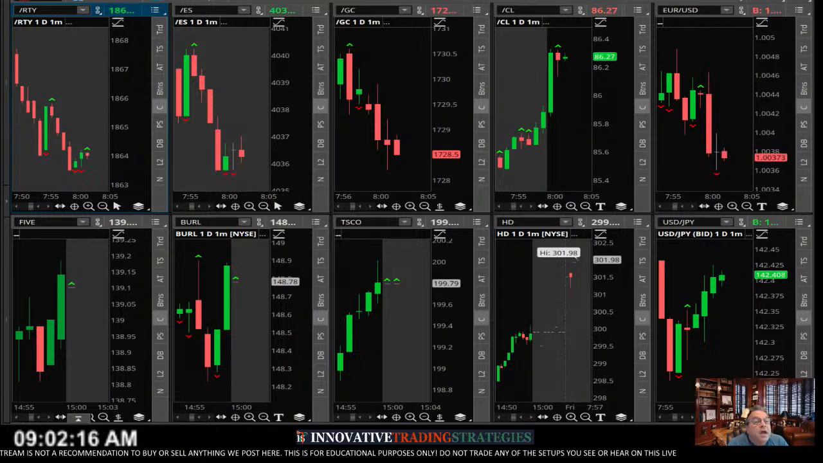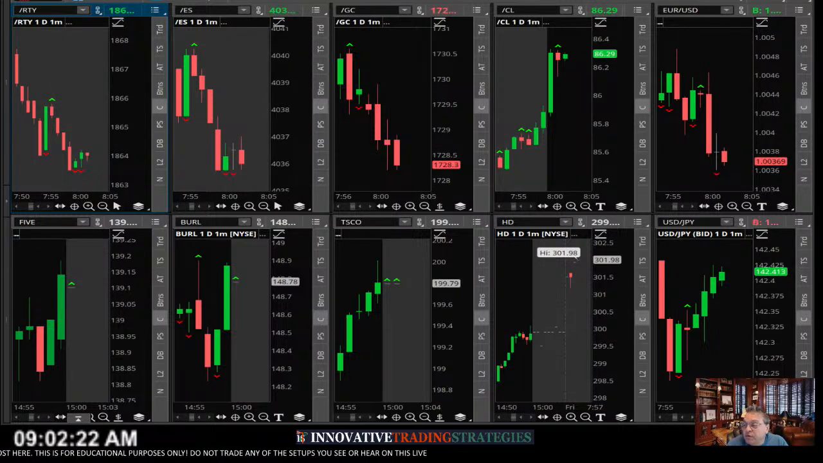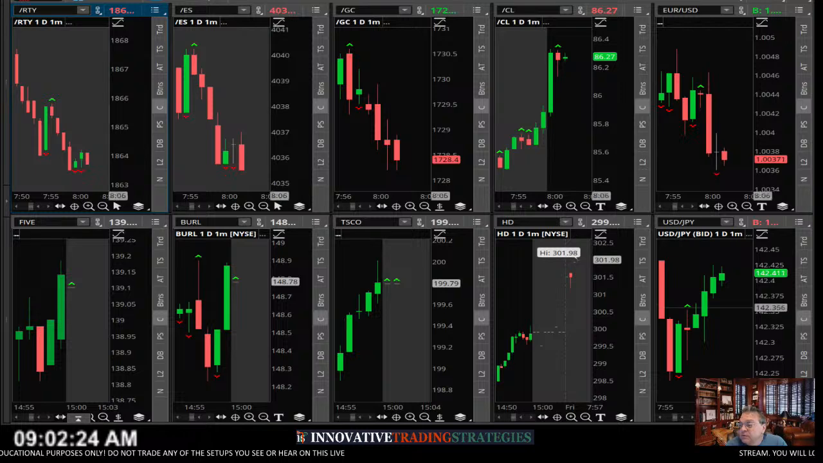Okay, we are getting a buy on the US yen. It's got to pull back though. Looking at a 142.35 on the US yen, that would be a buy.